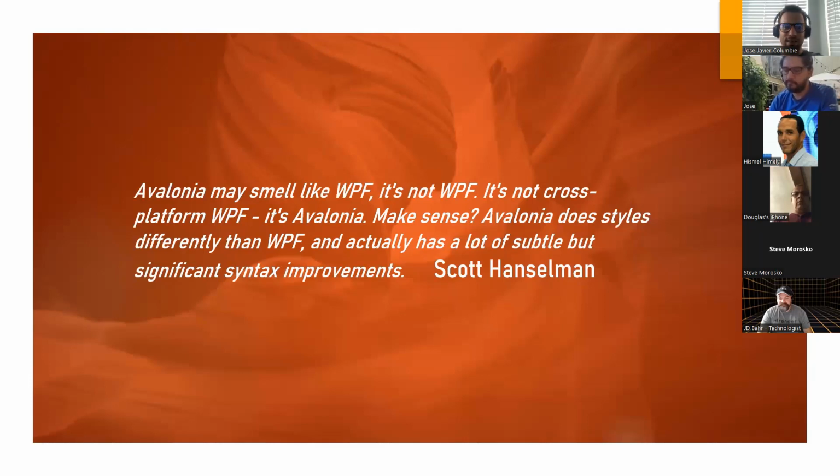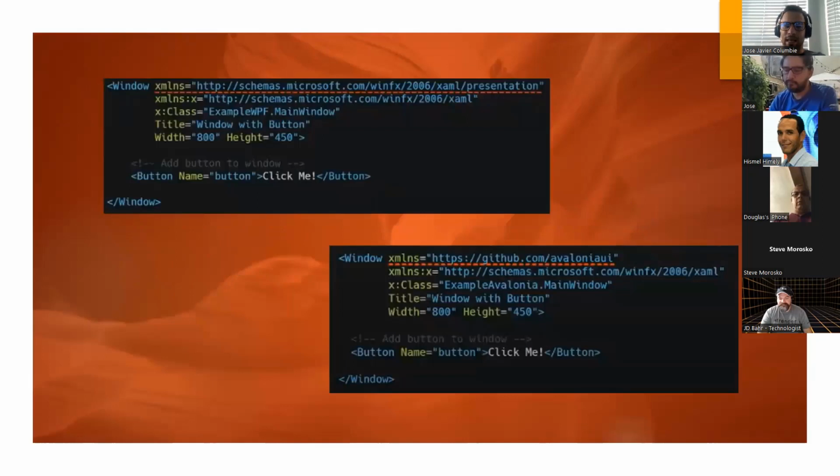Avalonia does styles different than WPF and actually has a lot of subtle but really significant syntax improvements. So what does that mean? Let's take a look at this screenshot. Right here is the way to build a window in WPF, the screenshot on the top. Basically, you have a window, you have a button, and you have the namespace on the top for the WPF presentation. If you go down below, it's how you do a window in Avalonia.